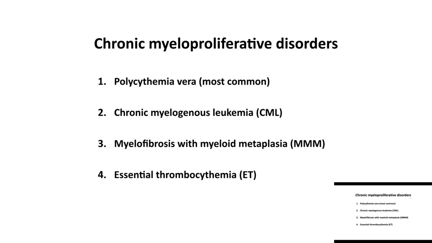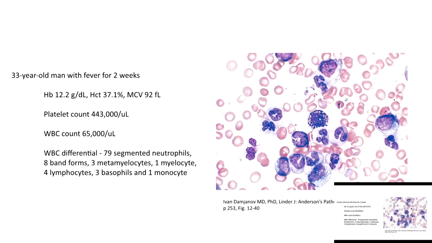Among the chronic myeloproliferative disorders, there is polycythemia vera, chronic myeloid leukemia, myelofibrosis, and essential thrombocythemia. So, what do we have here? We have a 33-year-old man who presents with a non-specific symptom, fever for 2 weeks. The labs are interesting. His hemoglobin is just slightly on the lower side. Platelets are within the normal range, slightly on the higher side of normal, we could say.